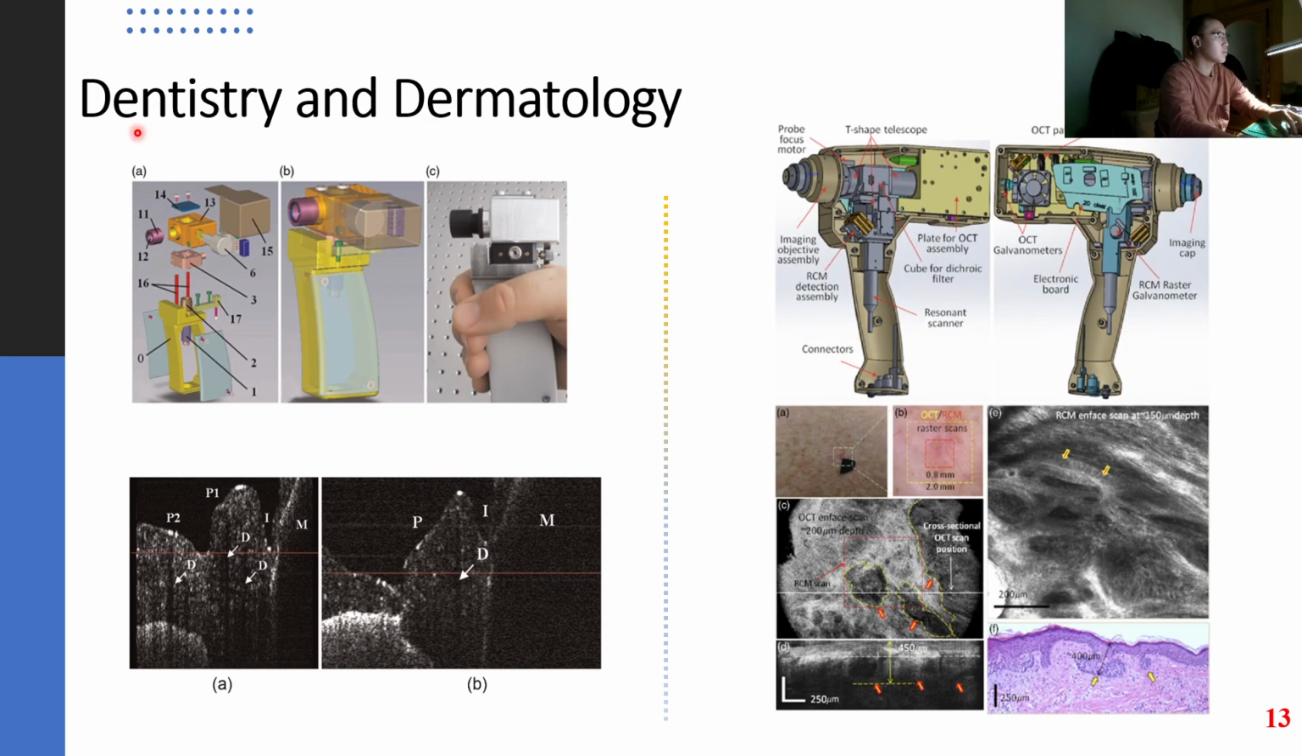And last, we talk about dentistry and dermatology. On the left side, it shows the tooth image. You can use the handheld OCT, take it into your mouth, and see your tooth image. And on the right side, it shows use on skin imaging. This OCT also has RCM, so you can see the images more clearly and diagnose skin cancer early.